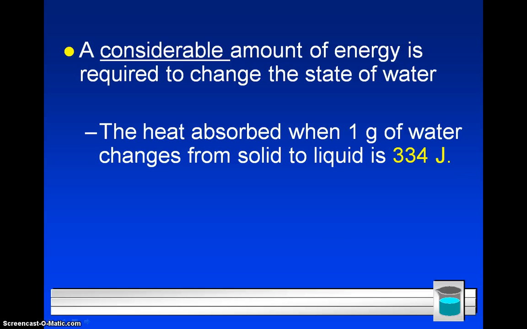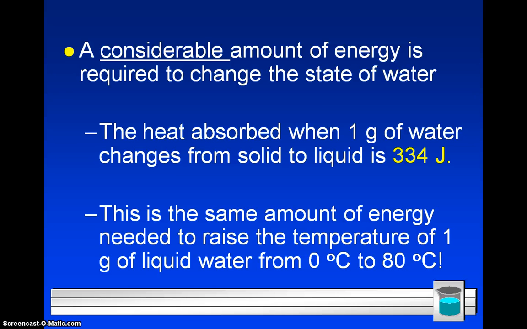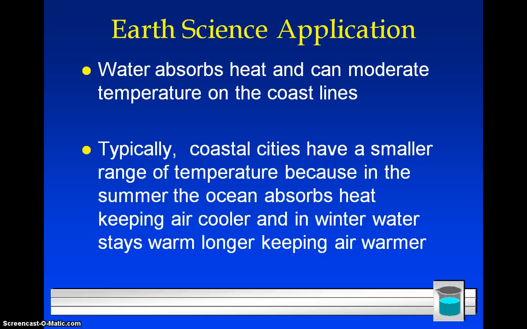And so the energy that it takes to change something's state of matter is related to specific heat, and we'll talk about that in later units. So the amount of energy that it takes to melt 1 gram is the same amount to raise the temperature from 0 to 80 degrees. So it's kind of a crazy jump.